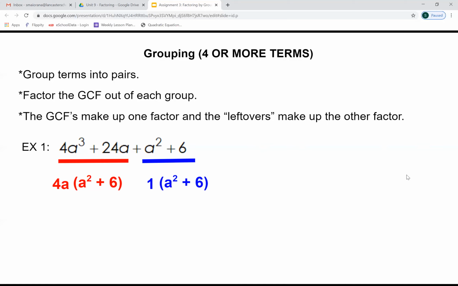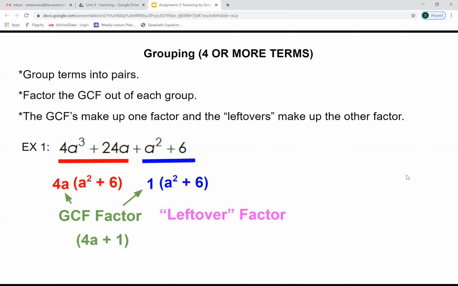So now to figure out what the factors of your expression are, your GCFs make up one of those factors. So notice the GCFs I took out was a 4a from the red group, and I had a GCF of 1 from the blue group. So 4a plus 1 is one of my factors. Now when I look at the leftovers, what I had in the parentheses, from the red group there was a squared plus 6, and in the blue group my leftovers were a squared plus 6. These should always match. So if you get leftovers that don't match, you did something wrong. So a squared plus 6 is my second factor.